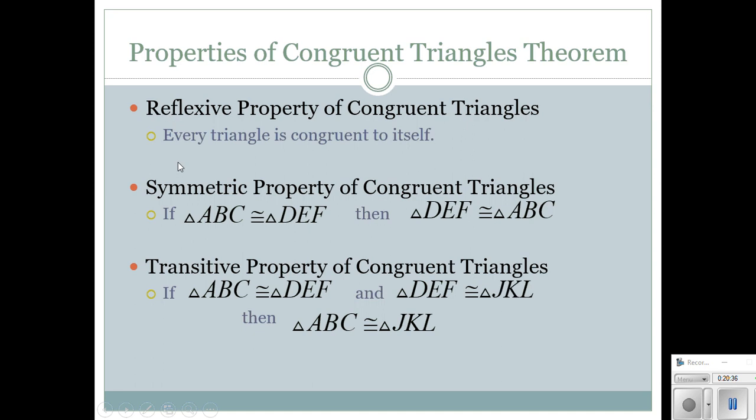Reflexive means repeat. So every triangle is congruent to itself. Duh, right? Symmetric means switch. So ABC, DEF, DEF, ABC. If you switch them, they're congruent to each other. Transitive: if this triangle is congruent to this, and this triangle is congruent to that, then the first one and the last one will be congruent to each other. So we know transitive like that, right? So we can apply reflexive, symmetric, transitive properties to congruent triangles. This is called the properties of congruent triangles theorem.